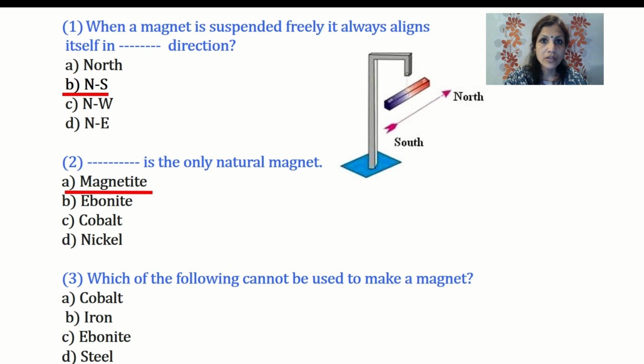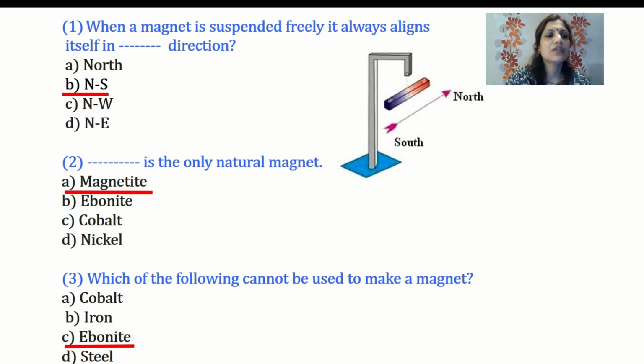Third question is, which of the following cannot be used to make a magnet? Cobalt, we can make use of cobalt to make a magnet. Iron can be used, even steel can be used to make a magnet. But ebonite is a material which looks like hard rubber, and this cannot be used to make a magnet. So C is the correct option.